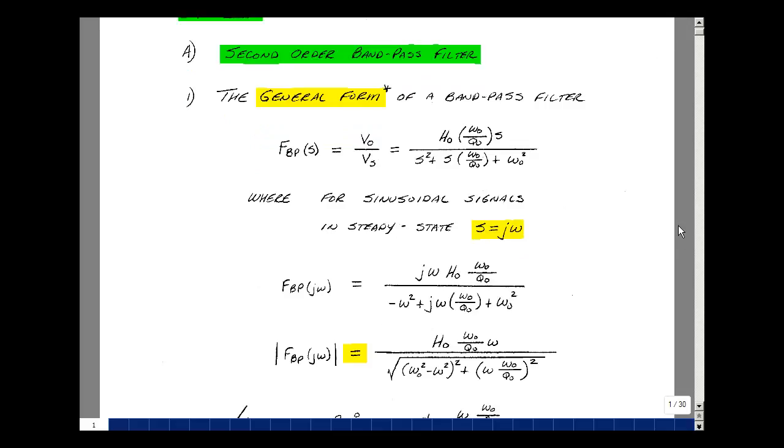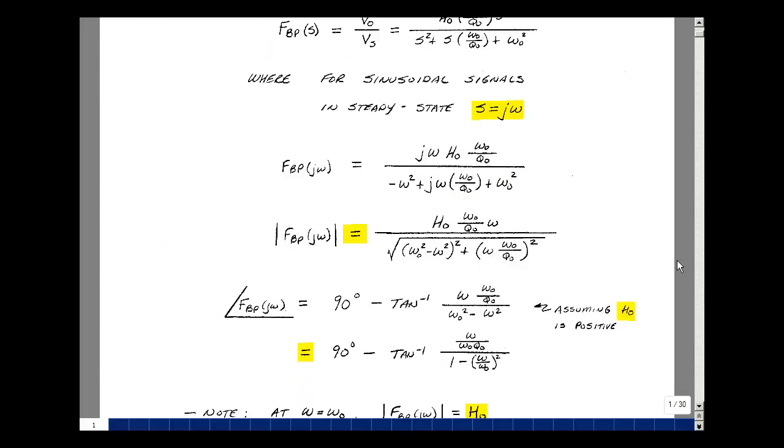And so we'd have j omega times H naught omega naught over Q naught. Then j squared is a minus 1 times omega squared. j omega times omega naught over Q naught, and then omega naught squared. The magnitude is the square root of the real part squared plus the imaginary part squared. But for the numerator, the real part is 0. And so we're just going to have this term multiplying j squared and then square root. This is always a positive number, even if H naught is a negative number.